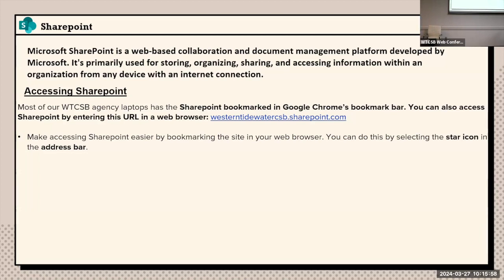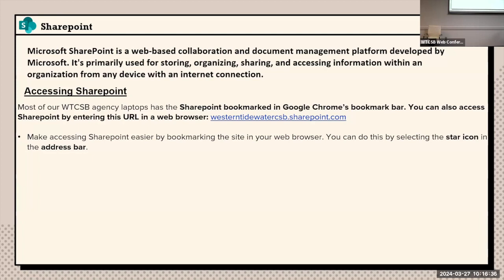I know in another meeting they wanted us to stop automatically going to the WTCSB.org website. If that's your homepage, as soon as you open your browser, it goes to the WTCSB website. You have to go into your settings on Edge, top right, and change your homepage to a new tab, generic Google, or your SharePoint.